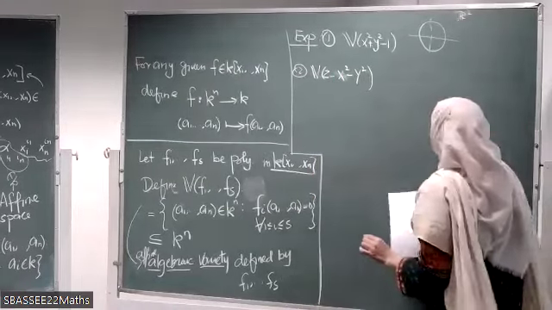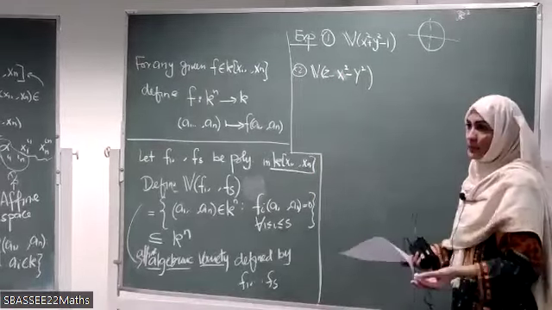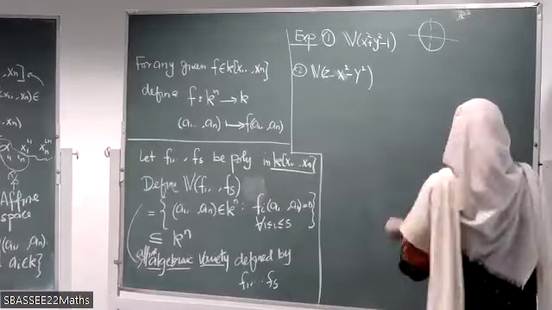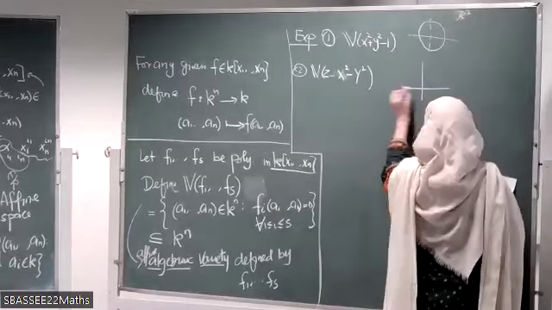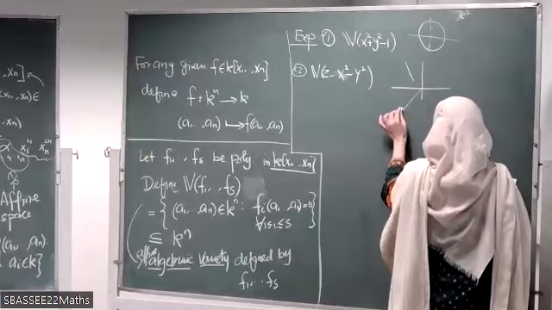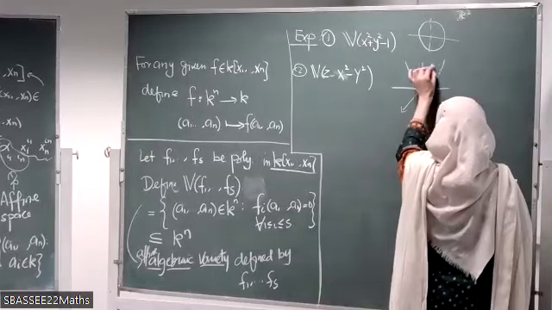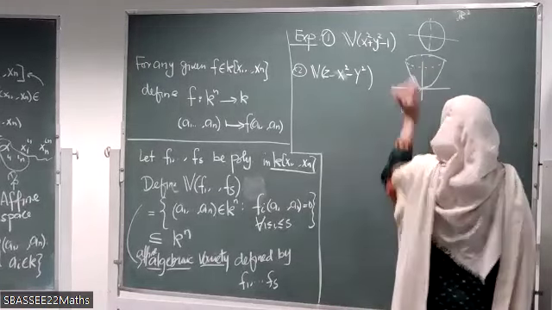Now, what is this one? This is again a variety because it satisfies the definition of a variety. And this variety is just a cone, which of course lives in 3 dimensions. So it looks like this, right?